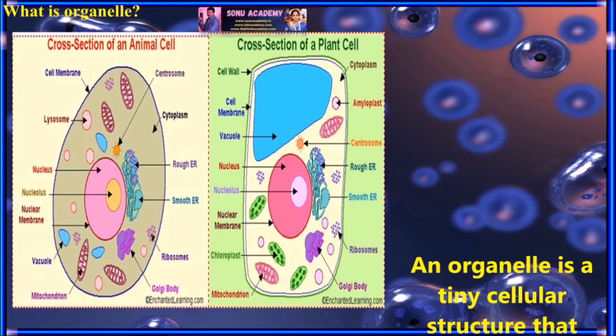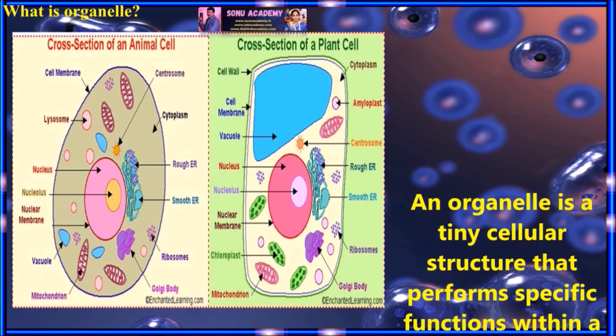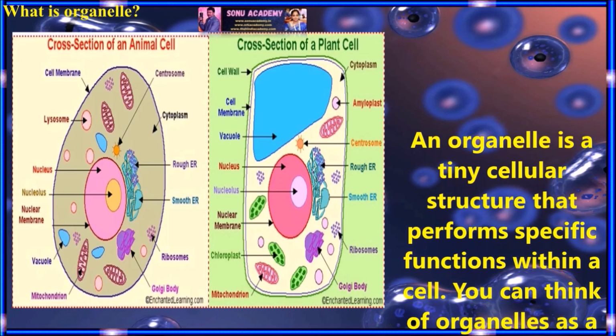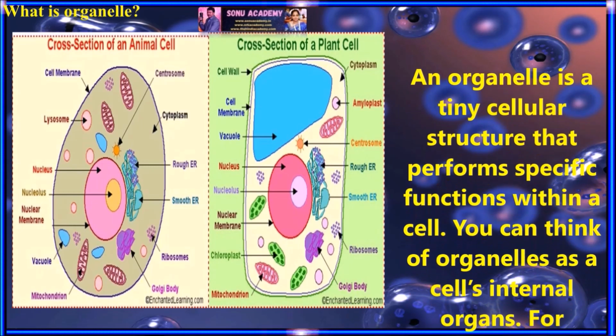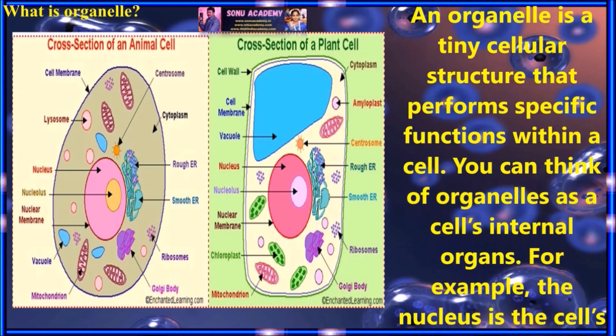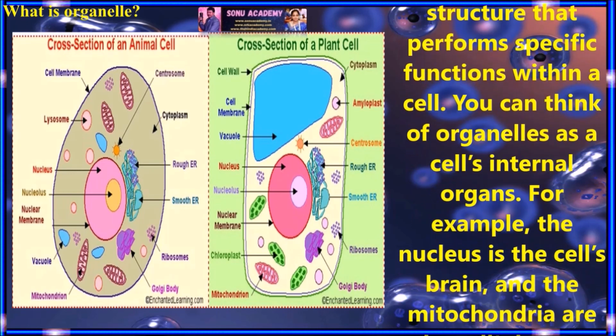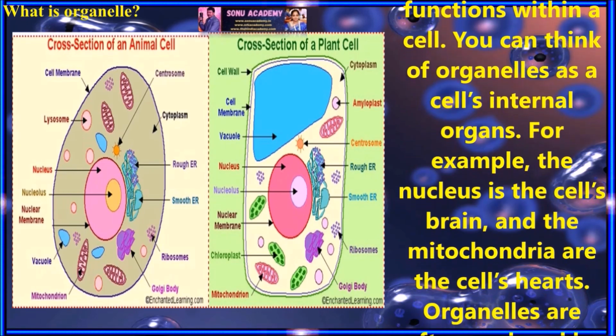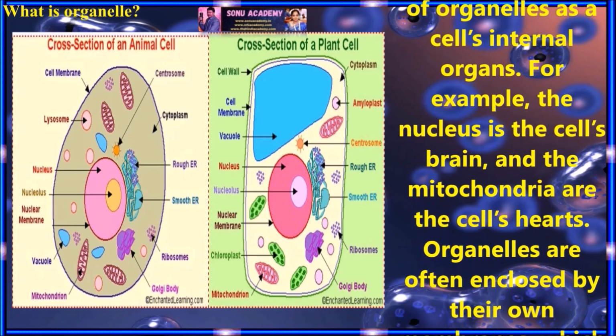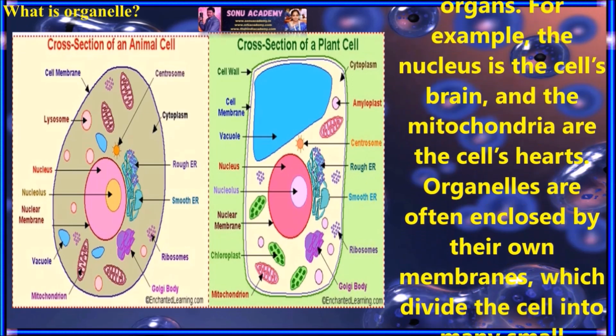Now let us see what is an organelle. An organelle is a tiny cellular structure that performs specific functions within a cell. You can think of an organelle as a cell's internal organs. For example, the nucleus is the cell's brain and the mitochondria are the cell's heart.